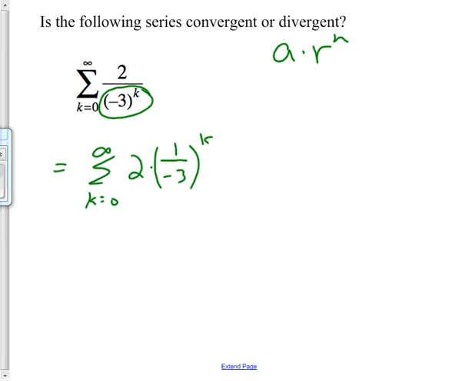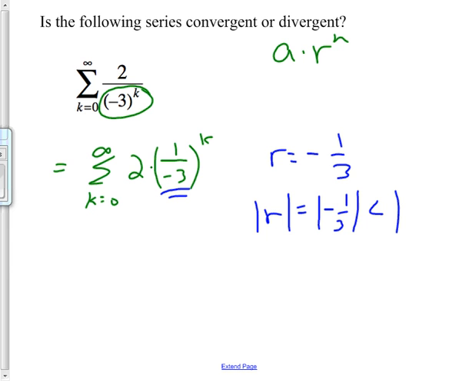All I did is, in the numerator I've got the 1, that's just 1 to the k, which is just 1. And then I expressed this as a fraction. It equals the same thing. But by writing it that way, it's quick to identify our r value. r equals negative 1/3. And we can see that the absolute value of r, the absolute value of negative 1/3, is less than 1. Therefore, we know that this series is going to converge.